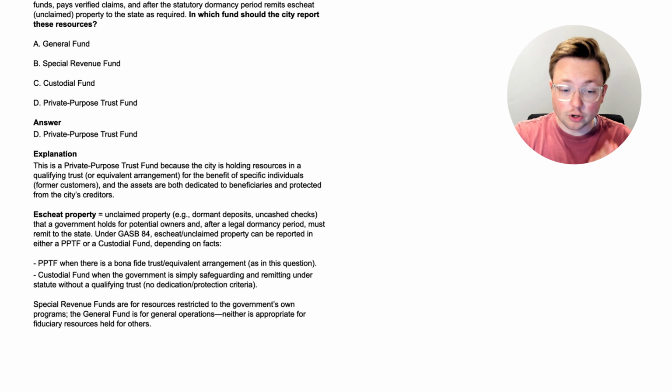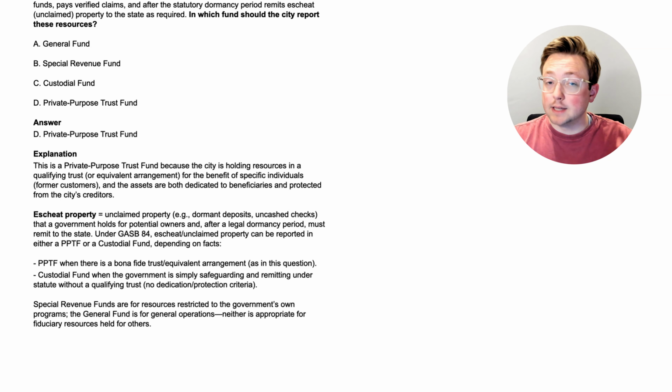So it has to be a trust that is specifically for something like, they're specifically holding this to be remitted to customers and to pay claims and things like that. Whereas, as we learned in question 2, a custodial fund is when the government is simply safeguarding and remitting under statute without a qualifying trust. They're just holding it until they're told what to do with it. They're not really responsible for it, they're just holding it. Whereas with a private purpose trust fund, a lot of the time it does deal with a sheet property, but it is specifically where they have a trust that is for using those funds for some specific reason rather than just holding it.